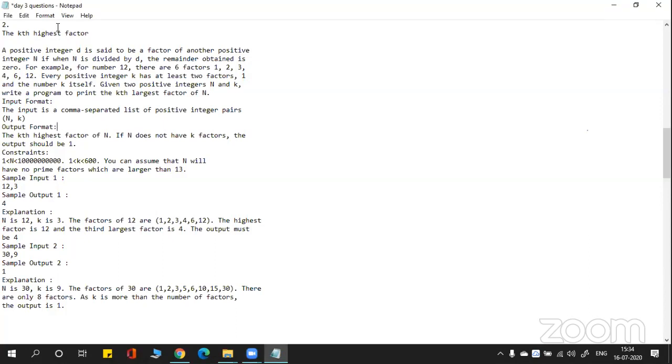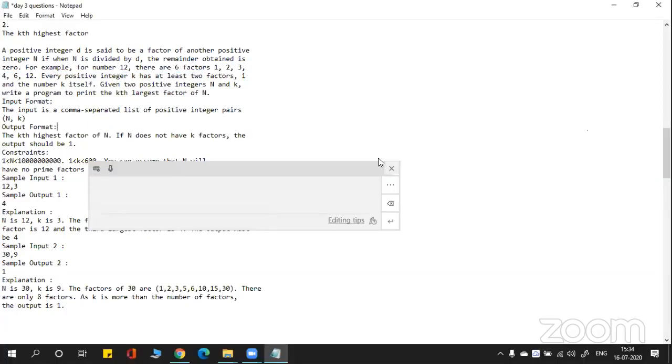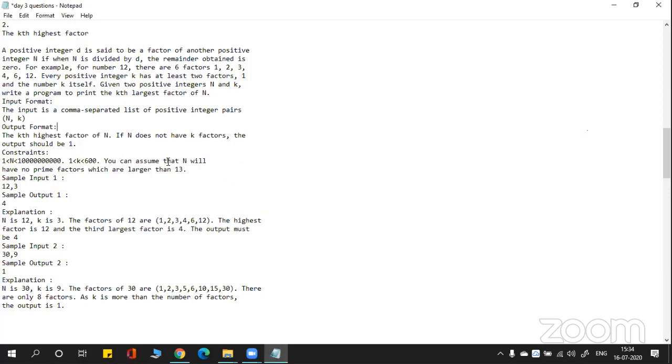Kth highest factor. A positive integer d is said to be a factor of another positive integer n if when n is divided by d, the remainder obtained is 0. I hope you know what a factor is. That is what the factor actually is.